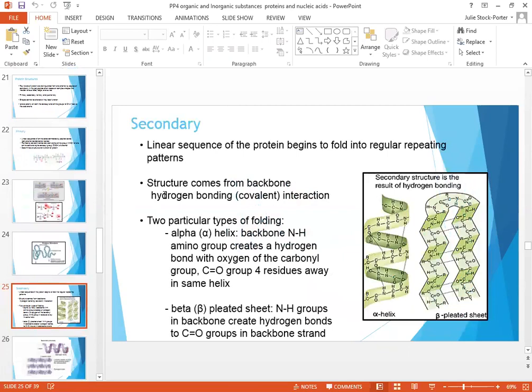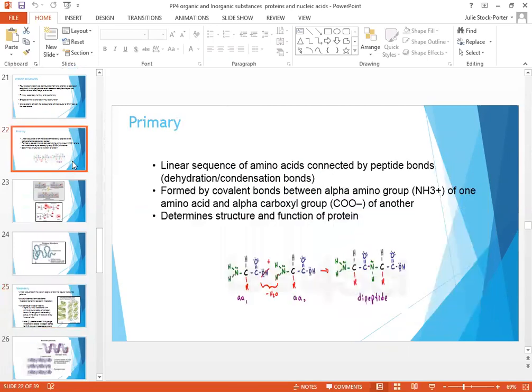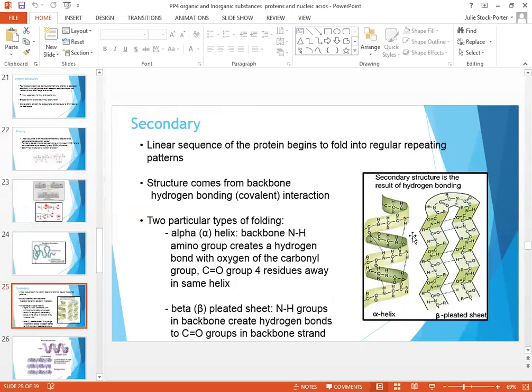A secondary structure is a linear sequence of proteins, but they begin to fold into regular repeating patterns. And this structure comes from the backbone hydrogen bonding, a covalent bond interaction. So if you look at the backbone, now instead of looking here, we're going to start looking up here. Do you see the hydrogen? Here's where we start bonding to form a secondary protein. These bonds, hydrogen to oxygen, do you see?